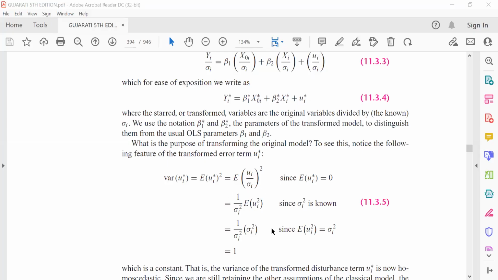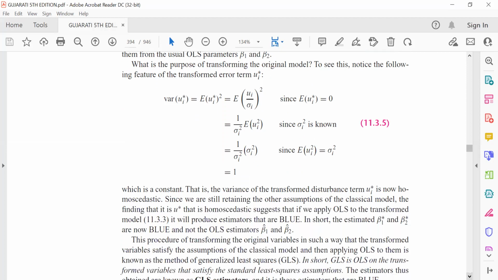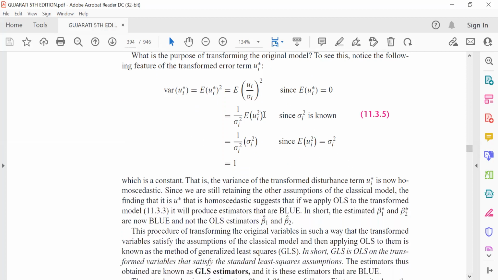After transforming the data into weighted variables, we hope our variance becomes 1. If we have a variance of 1, it means we have constant variance, and constant variance is homoscedasticity. After transforming the data into weighted least square, we have equation 11.35 here. Sigma square becomes 1 here. So the problem of heteroscedasticity is solved.